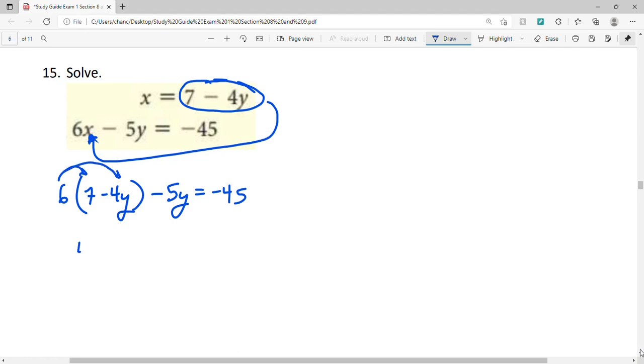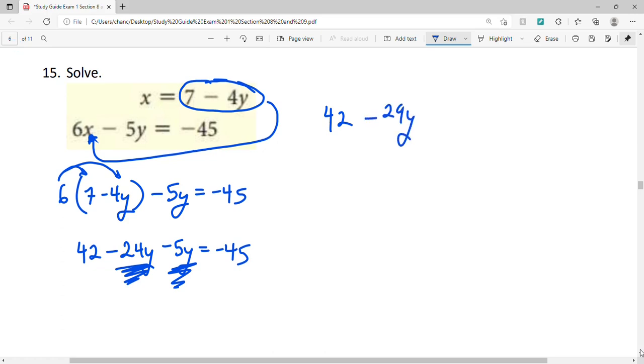6 times 7, that's 42. 6 times negative 4y is negative 24y. Minus 5y is equal to negative 45. Let's collect like terms. We have 42. Negative 24y and negative 5y together makes negative 29y is equal to negative 45.